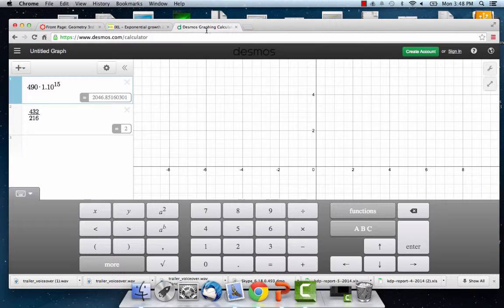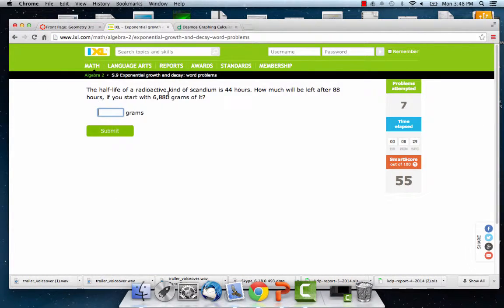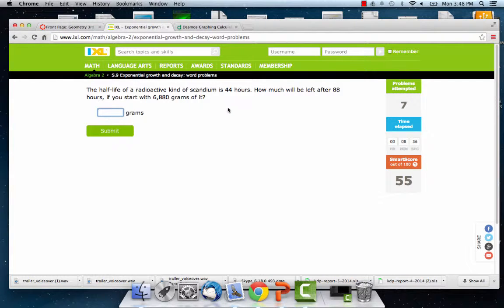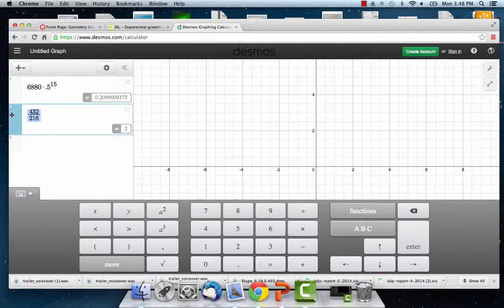Okay, now we're back to half-life, so this is going to be 0.5 again. And we're starting with 6,880. And the half-life is 44 hours, and we're going 88 hours. So if I have 88, how many 44s do I have? 2 of them, so 1720.